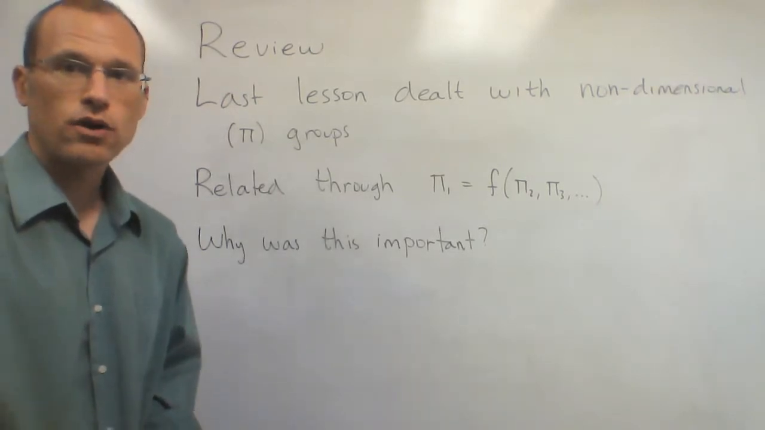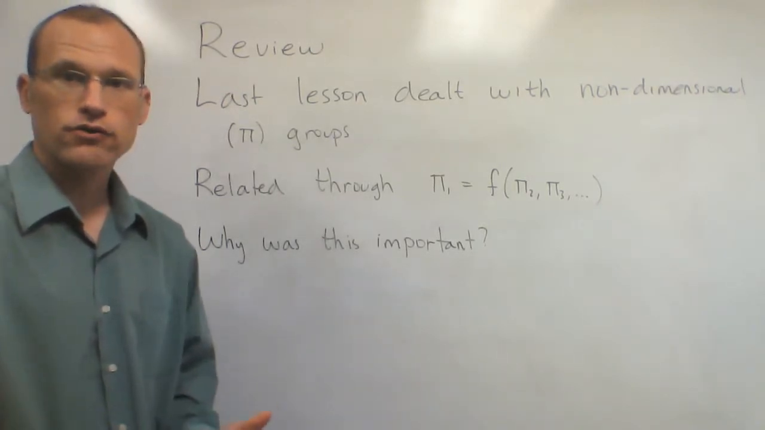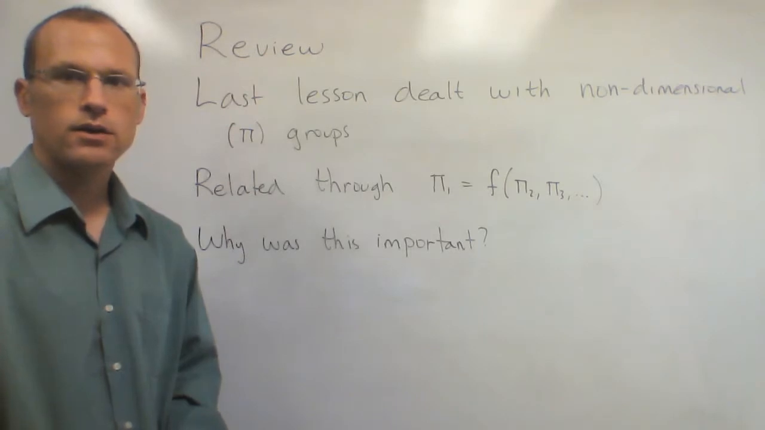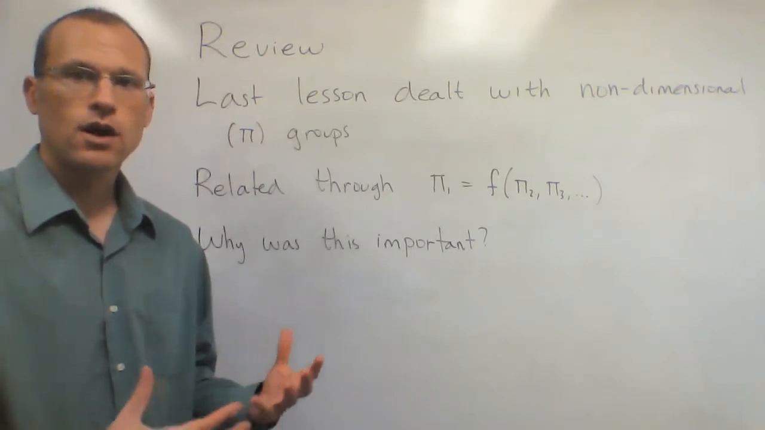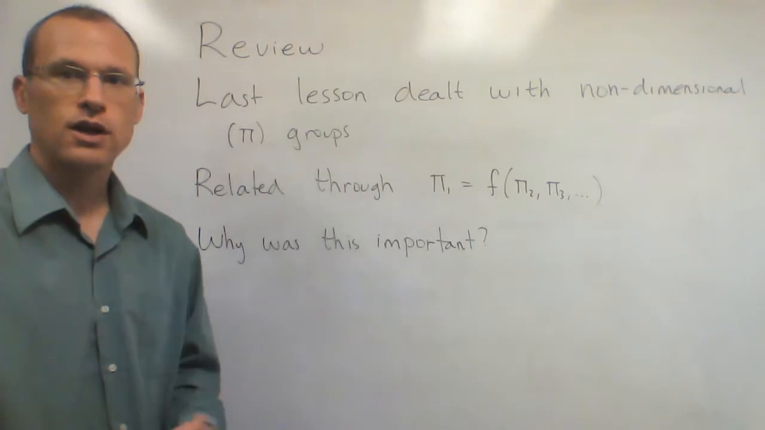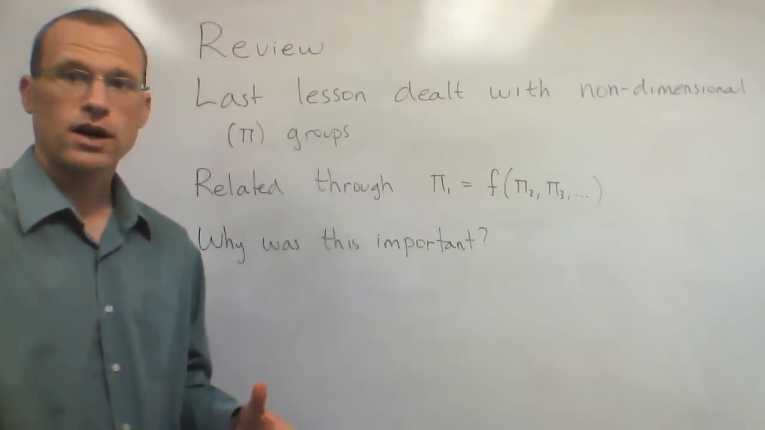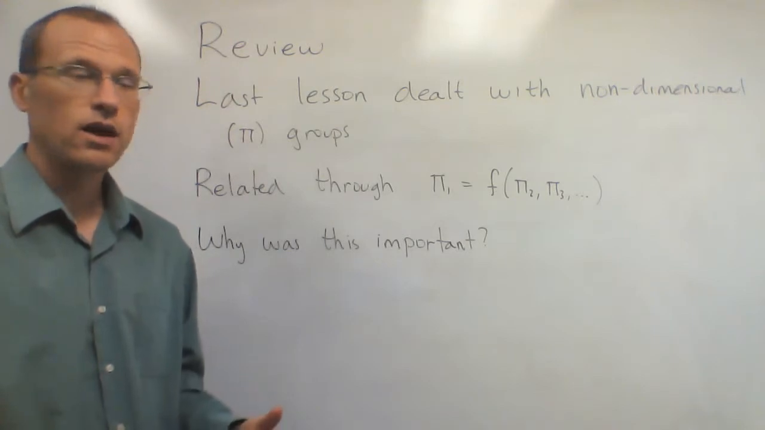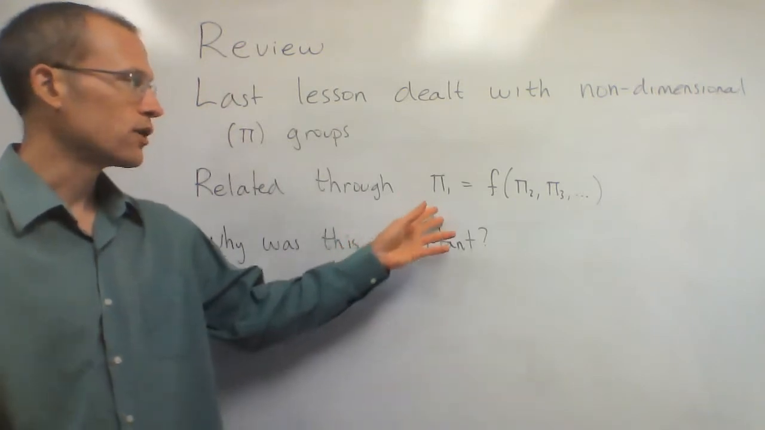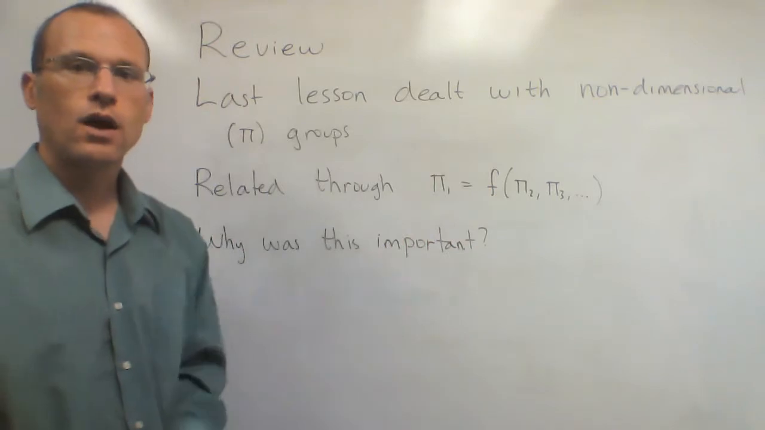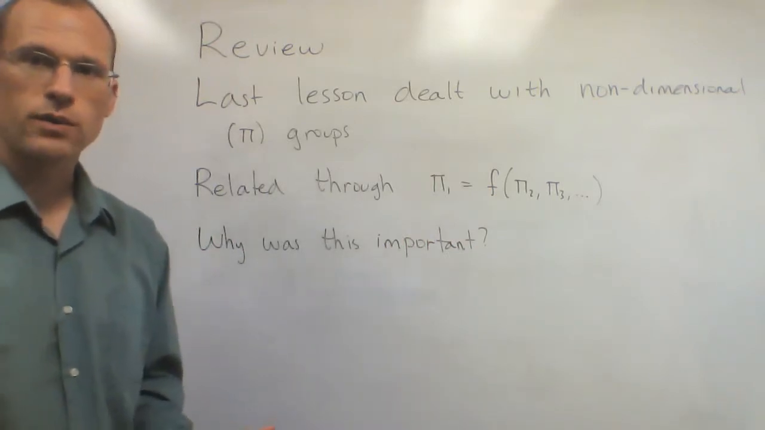In the last lesson, we learned all about non-dimensional groups called pi groups, and we found that you can basically take a bunch of variables, turn them into some dimensionless number, and that's called a pi group, and that all the different pi groups related to some problem are related through some functional form, where one pi group is some function of all the other ones. The question is, why was this important? Why do we need to know that?